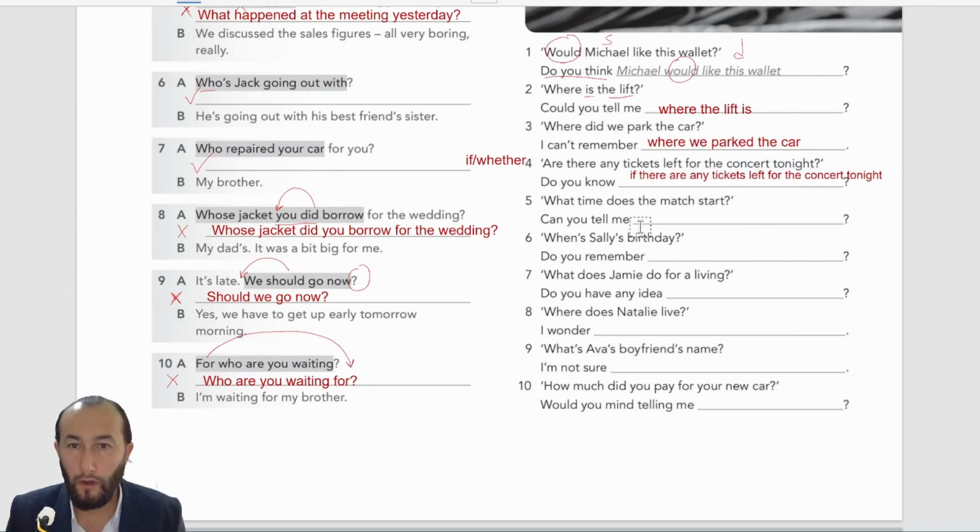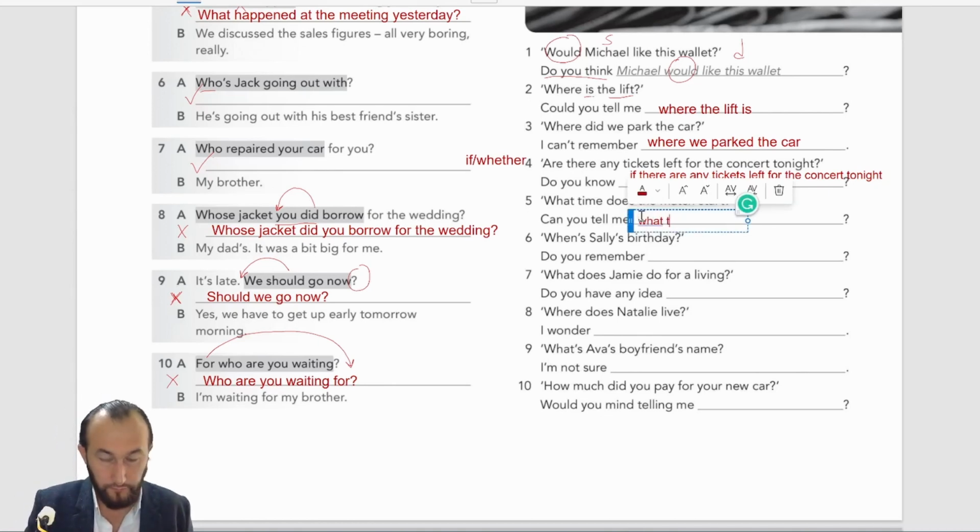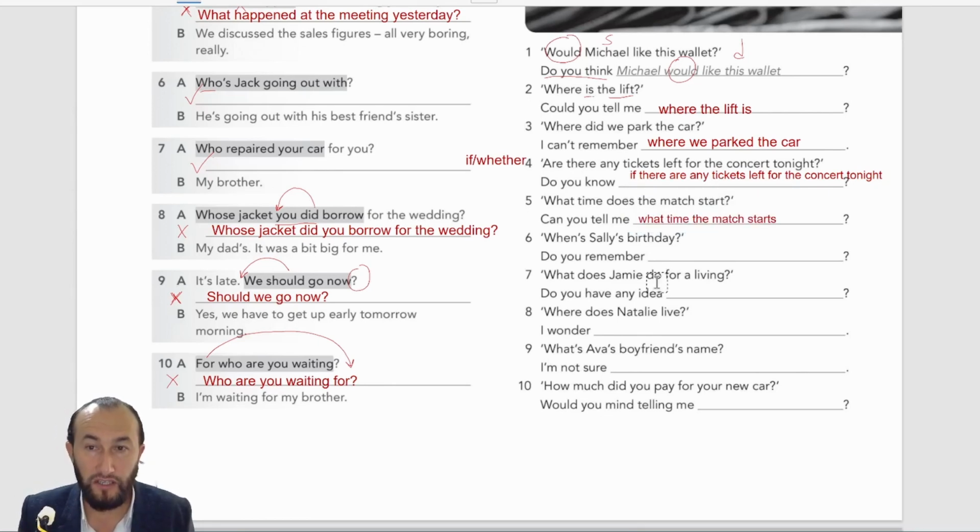Okay, guys. So number five, what time does the match start? Can you tell me what time the match starts? It will be the same rule. So here, look, does the match start is disappearing. We're not using the auxiliary because of the indirect question rules, right?